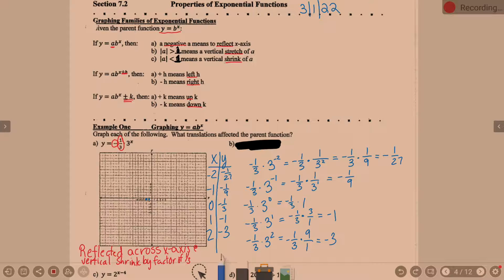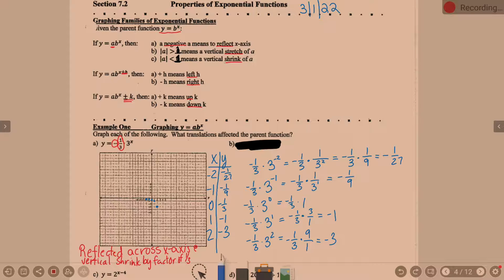What about 0, negative 1/3? Left to right 0 and technically down 1/3 of a box. It's hard to do that, especially on here, but it's even hard to do that on your paper, isn't it? Those aren't a straight line, but they kind of look like it. Okay, we're going to correct that here. 1, negative 1. Right 1, down 1. 2, negative 3. Right 2, down 3.